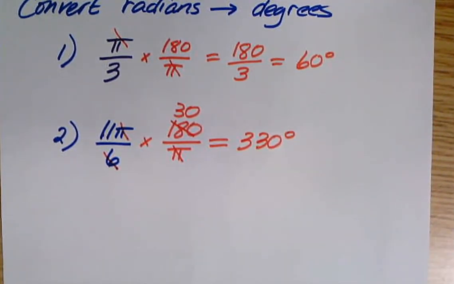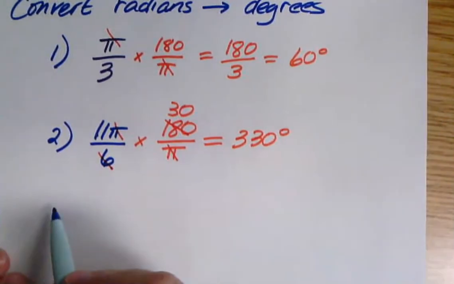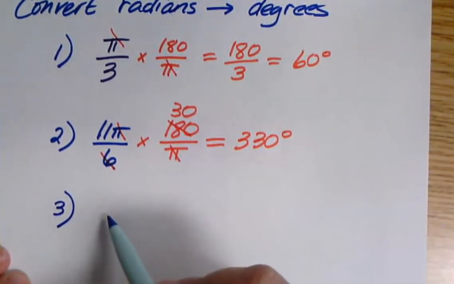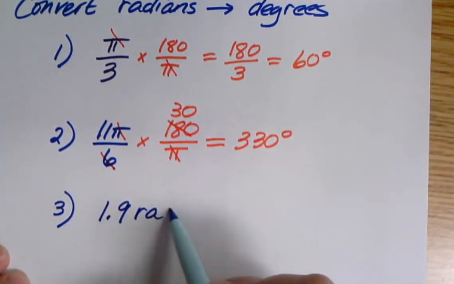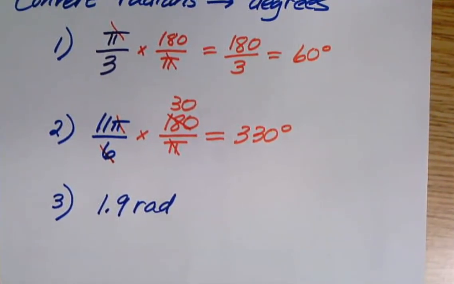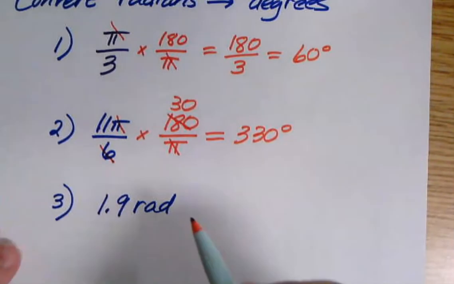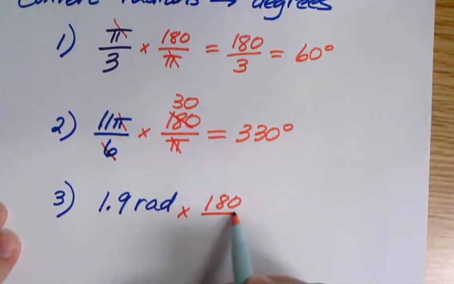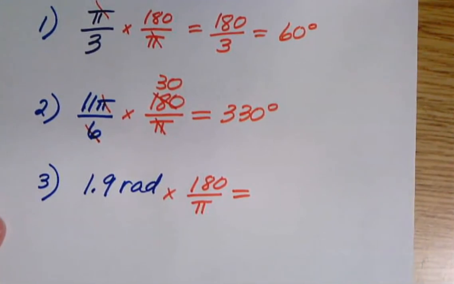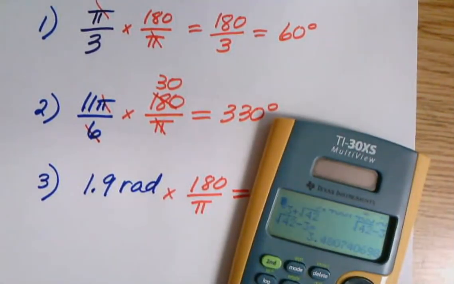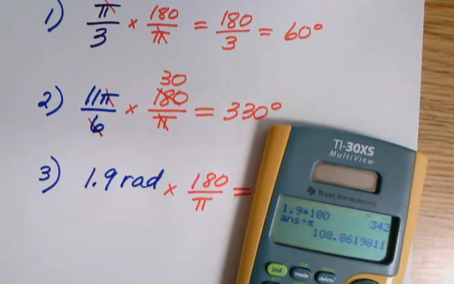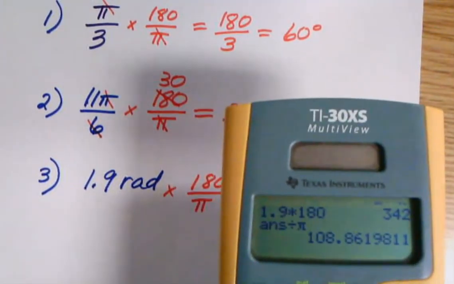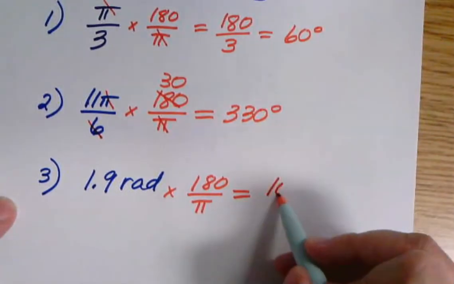Now let me point out, radians don't always have to be in terms of pi. You could have radians in decimals. You could have, for instance, let's say you have 1.9 radians. Okay, if it's already in decimals, then go ahead and give your answer in decimals, but we'll still multiply by 180 over pi, and then I would use my calculator. Okay, and so I'd get 1.9 times 180, and then I would divide by pi, and I'd say, oh, it's 108.86 degrees. Let's go ahead and do it to the hundredths.